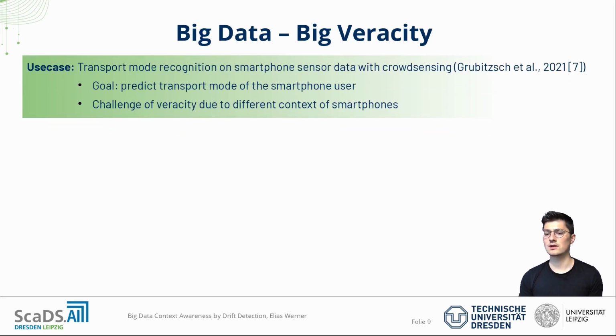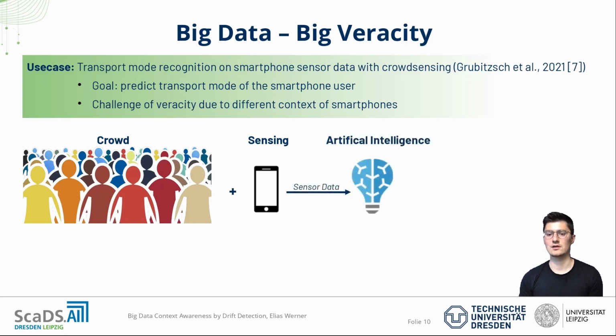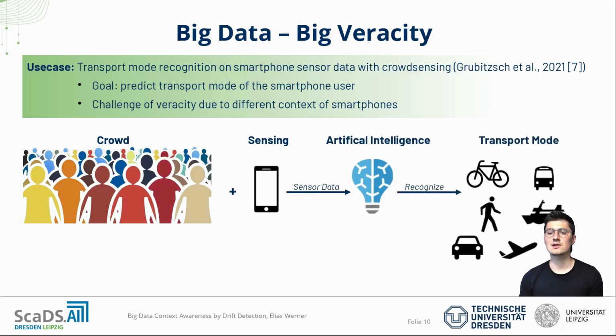To make that a bit more clear, what the use case is about. We have a lot of people, that is the crowdsensing part. And all of these people have smartphone devices to collect sensor data. So actually, this last part is the sensing part and the first part is the crowd part. This data is then sent to our artificial intelligence that recognizes the transport mode of the user, and in this case it should predict whether the user is a cyclist, is a pedestrian, uses bus, streetcar, train, airplane, ferry or car.